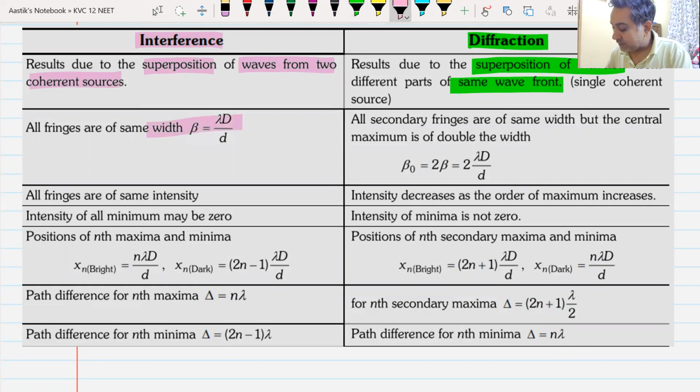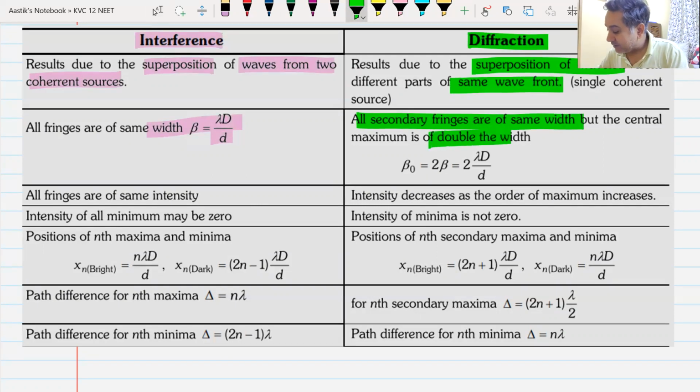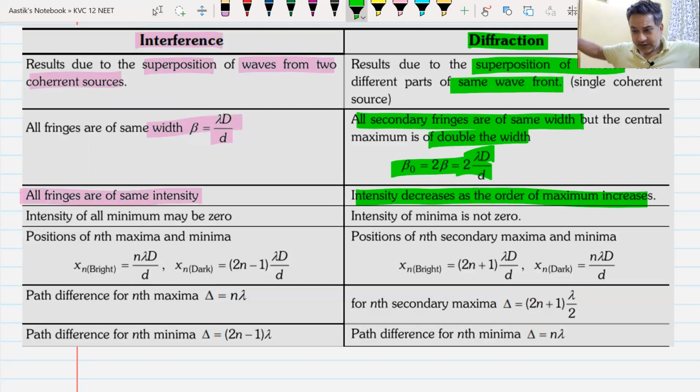In interference, all fringes are of the same width. In diffraction, all secondary fringes are of the same width, but the central maxima is double. Do we get this? We have already noted this down. In interference, all fringes are of the same intensity. In diffraction, intensity decreases. As you go away, intensity becomes less and less. Intensity of minimum may be 0 in interference. Here it is not 0, definitely not 0.